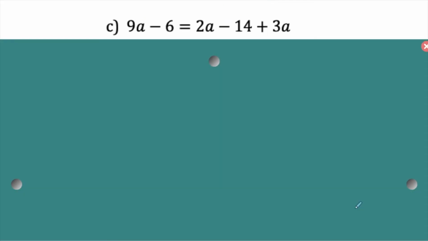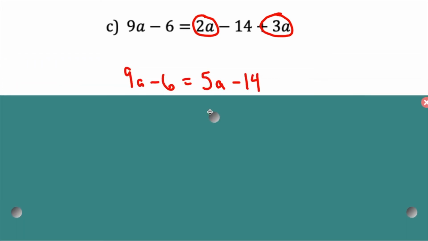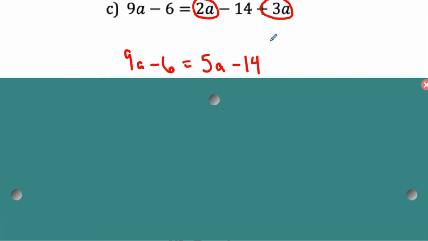C I have done for you, so let me talk you through this one. Again, looking at the equal sign, left-hand side, 9a minus 6. No like terms there, so that one's good. Right-hand side, I do have some like terms. I have a 2a, and I have a 3a. 2a plus 3a gives me 5a. So the left-hand side I just brought down, 9a minus 6. The right-hand side, 2a plus 3a is 5a, and then I brought down my minus 14.